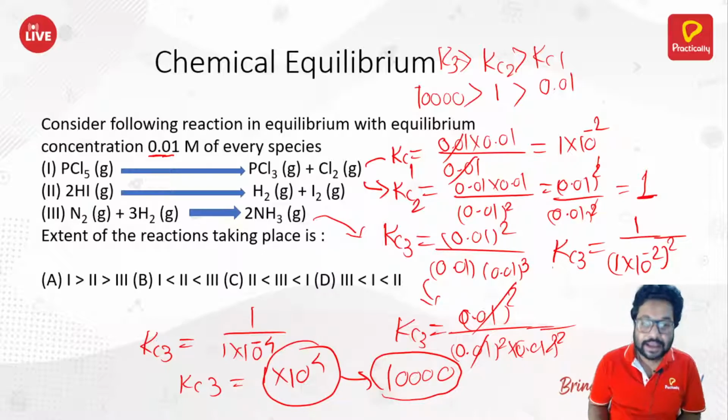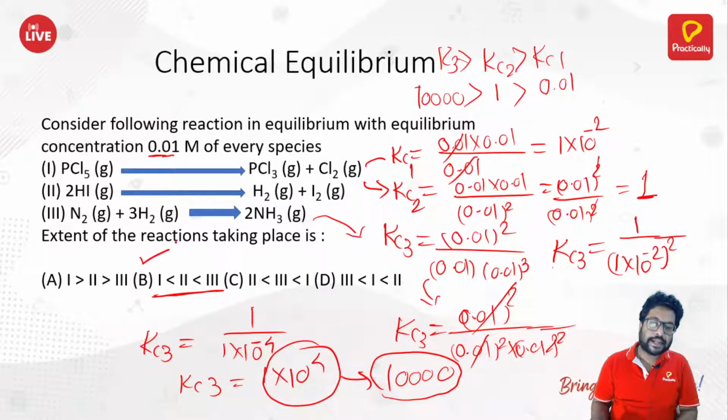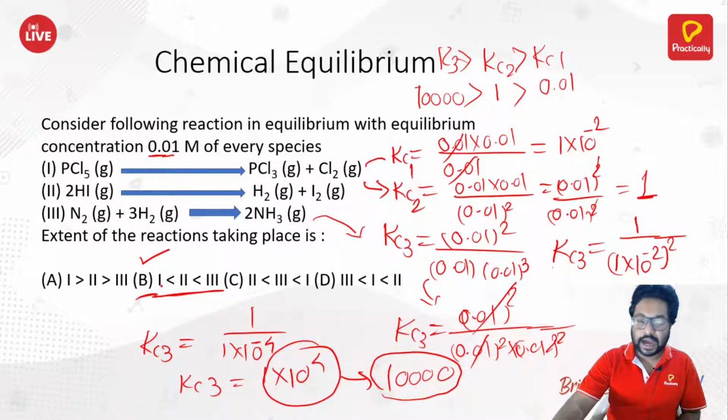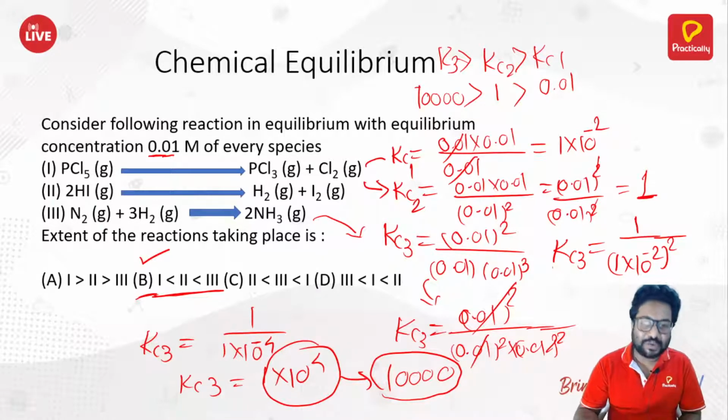That is why the third reaction has the highest extent here. The extent of the third reaction taking place is more than the second. The second has more extent than the first, which makes the correct option your B: 3, 2, 1. And that is why our answer here is B. Okay, I hope you must have understood it and enjoyed it also. Chalo, moving ahead.